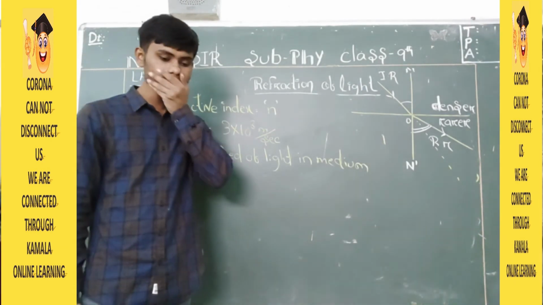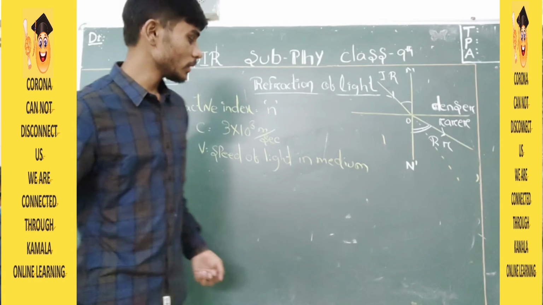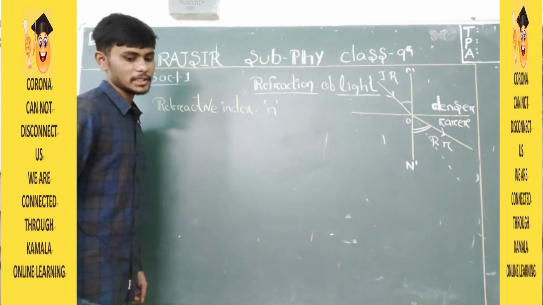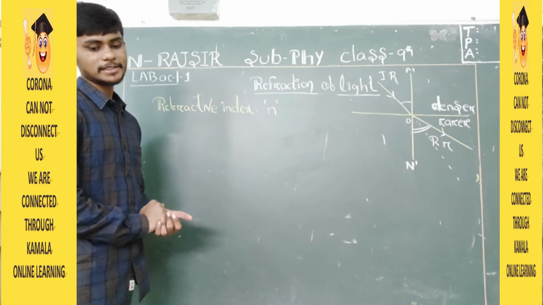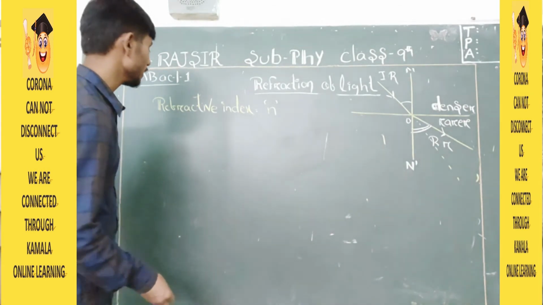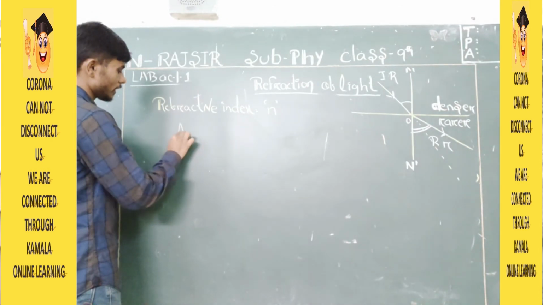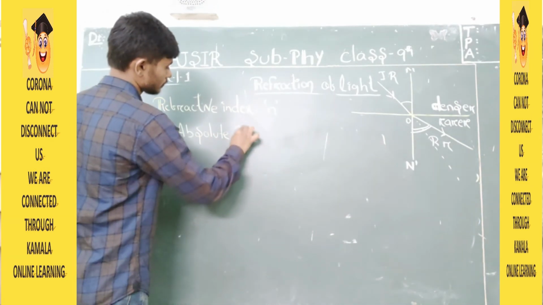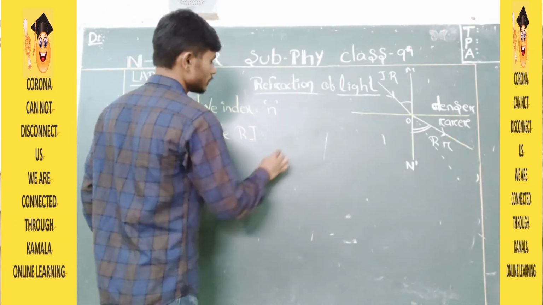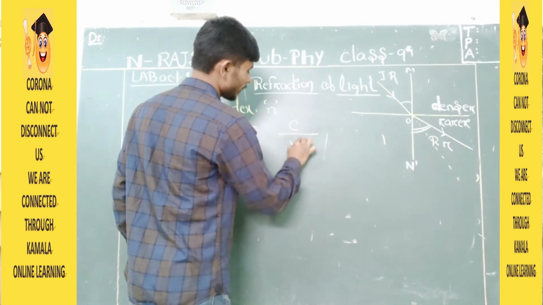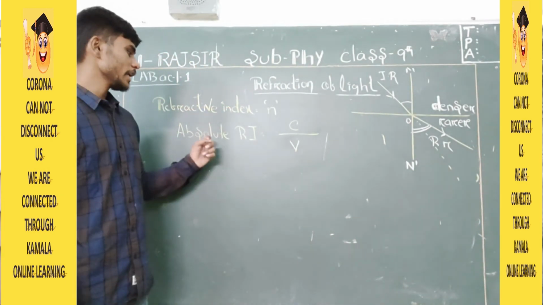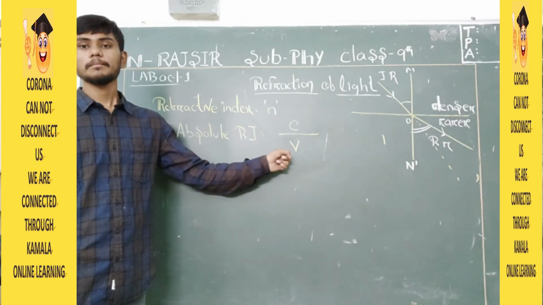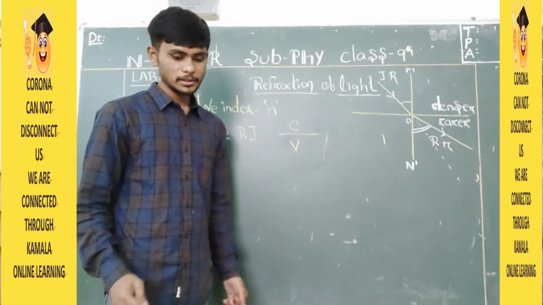Now let us know what is absolute refractive index. What exactly is absolute refractive index? Absolute refractive index is the speed of light in vacuum divided by the speed of light in medium. You can write the short form: speed of light in vacuum by speed of light in medium. Okay, symbols.